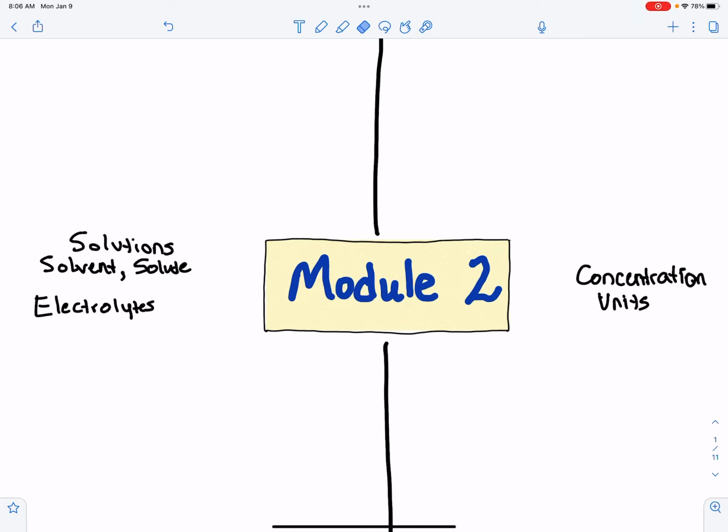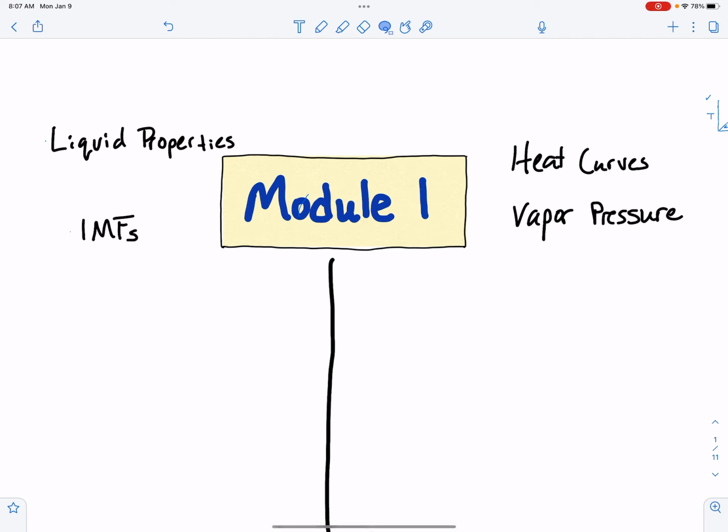So this is the overview for Module 2. If we go back and look at Module 1, you'll remember that we looked at liquid properties, intermolecular forces, heat curves, and vapor pressure. The topic we're going to build on for this next module is intermolecular forces. So those will pop up again.